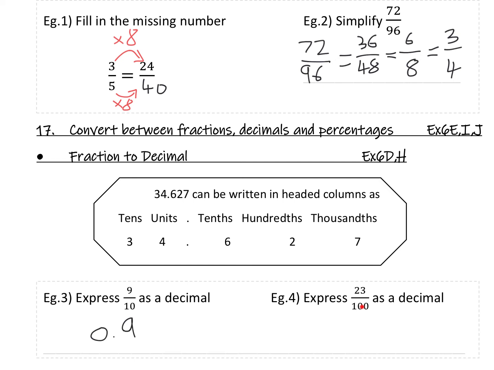Express 23 hundredths as a decimal. Well, the hundredths column is the second decimal place, so you're going to have 23 from there. And then you need to have the 0 point before that. So 0.23 is 23 hundredths. You can see then that 20 hundredths is the same as 2 tenths.